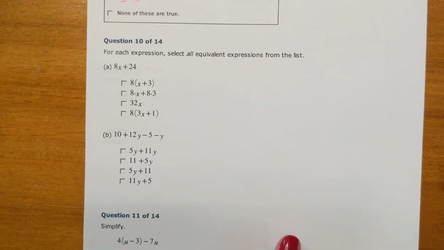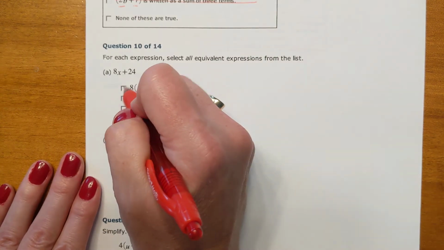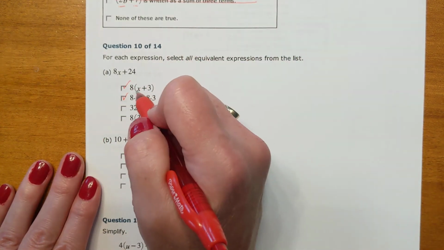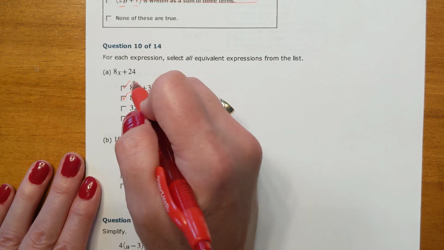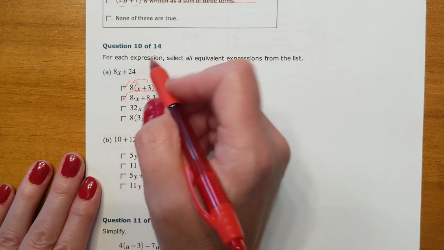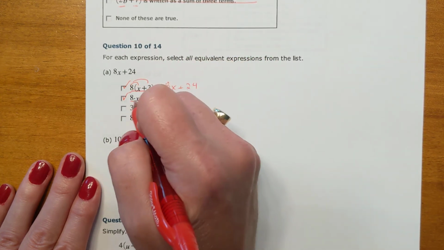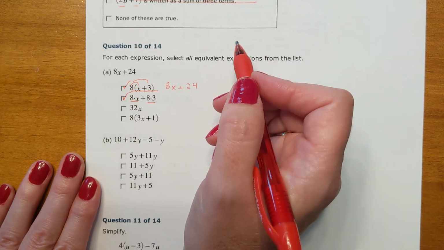Number 10, for each expression, select all equivalent expressions from the list. For number 10, you wanted the first 2 as the answers. Going backwards here, if you distribute the 8 across it, 8 times x is 8x, and 8 times 3 is 24, so that gives you 8x plus 24. And here, same thing, 8x plus 24.